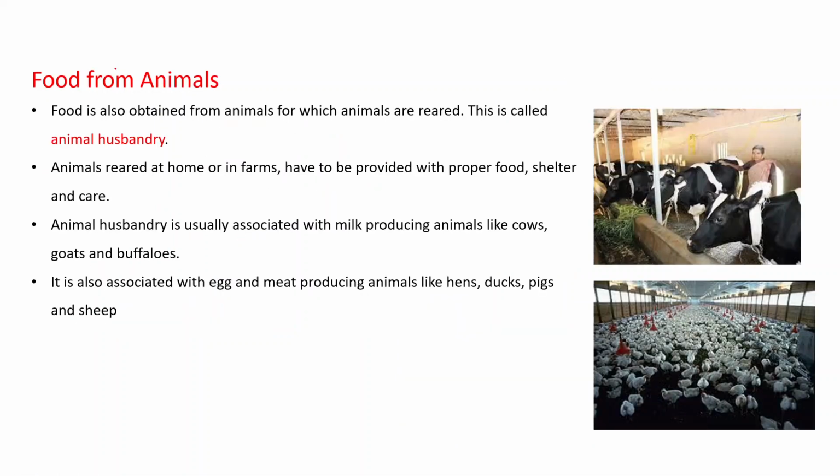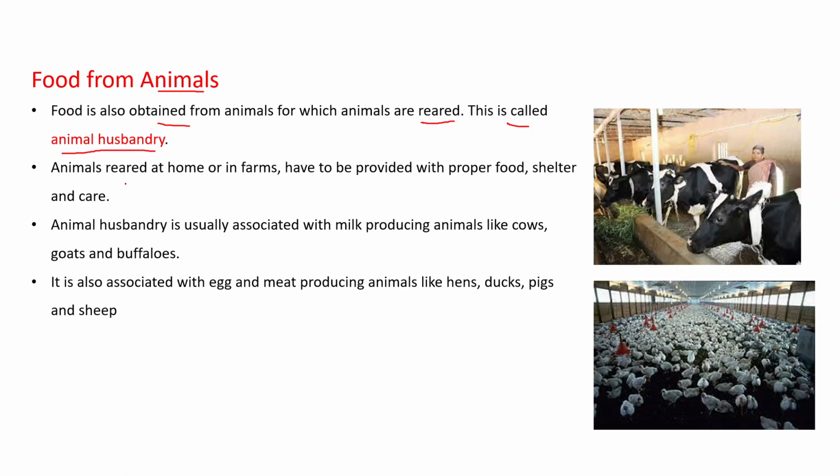Next one is food from animals. We have discussed food from plants. In the same way, we can also obtain food from animals. Food is also obtained from animals for which animals are reared. In the 7th class, we discussed the meaning of this rearing. This is called animal husbandry.